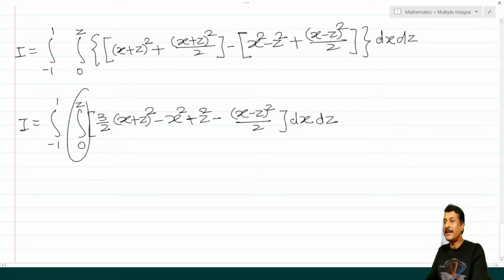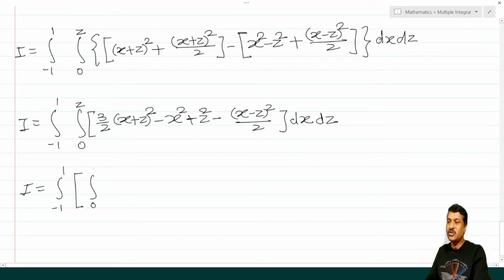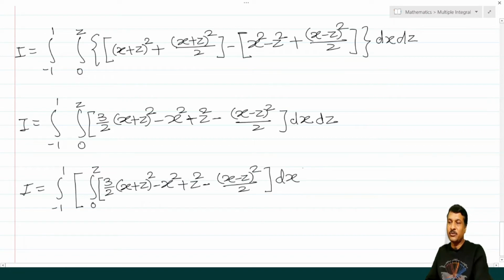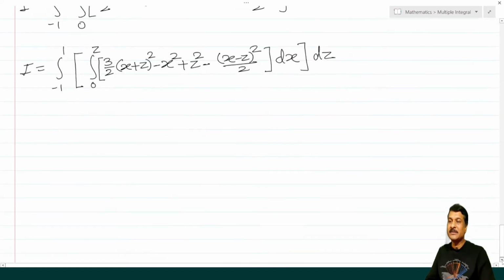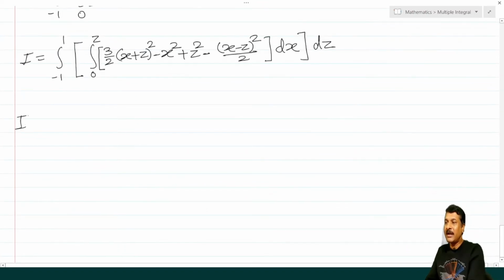So the inner integral contains z. It means that we have to integrate with respect to x. So how? Minus 1 to 1, inside integration 0 to z, here 3 by 2 plus z whole square minus x square plus z square minus x minus z whole square by 2 with respect to x, and outside dz as it is. So now integrate with respect to x. So what I am getting? I equal to integration from minus 1 to 1.